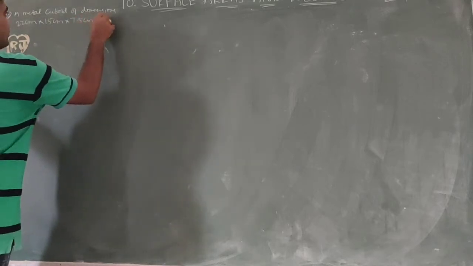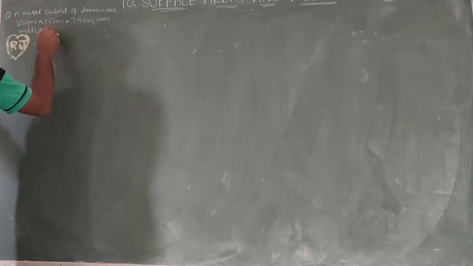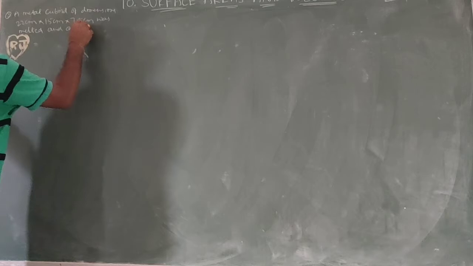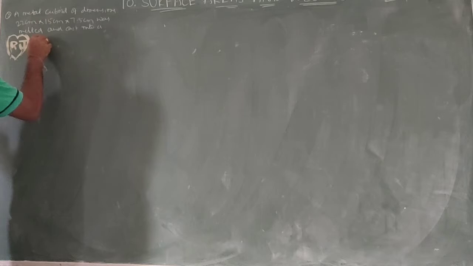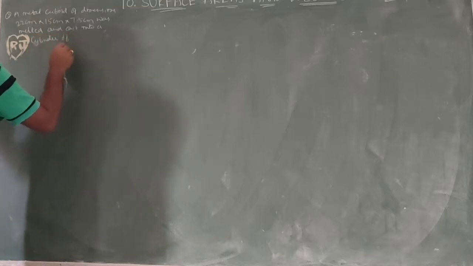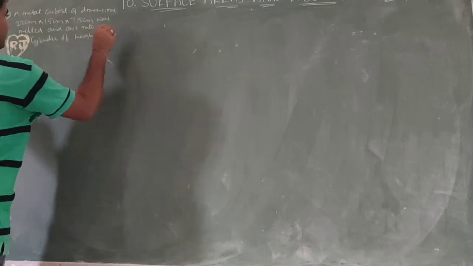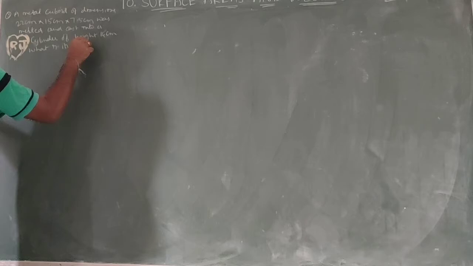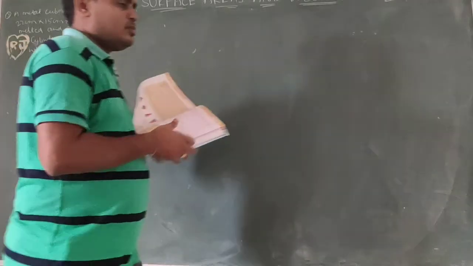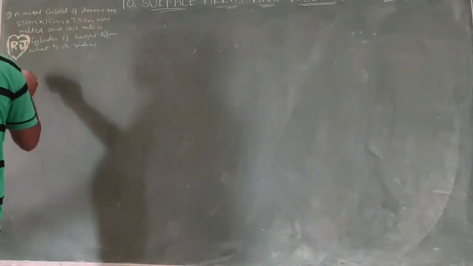was melted and cast into a cylinder of height 14 centimeters. What is its radius? We need to find out this. Okay, solution.